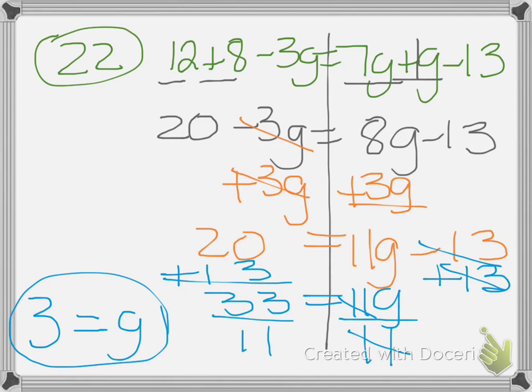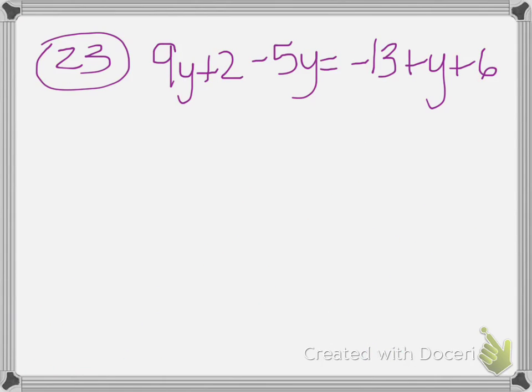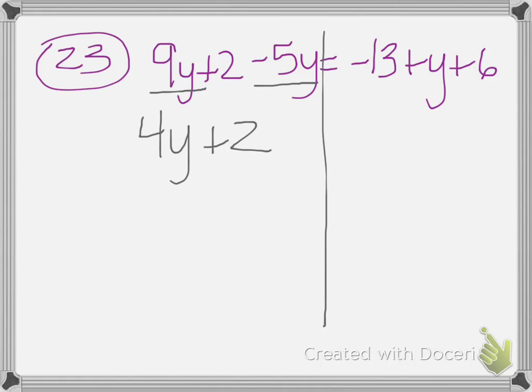Alright, so let's look at our next one, number 23. And we have 9y plus 2 minus 5y equals negative 13 plus y plus 6. So again, variables on both sides, so I'm going to combine them separately. So 9y minus 5y, that's 4y, so I have 4y plus 2. So I just squished the 9y and the negative 5y together.